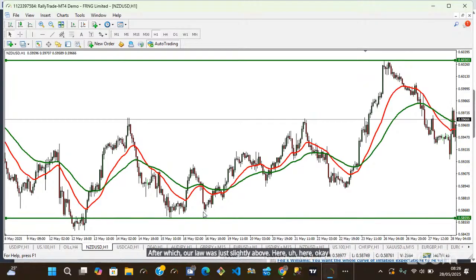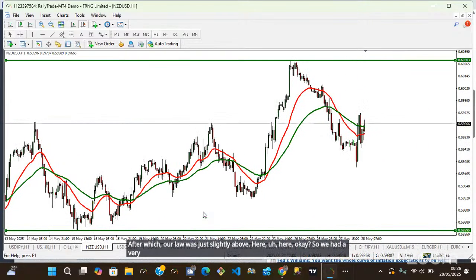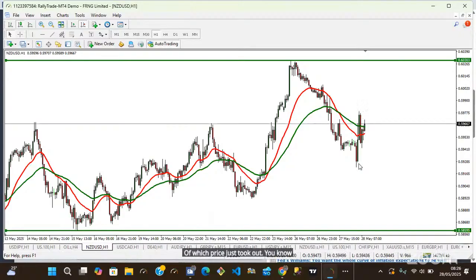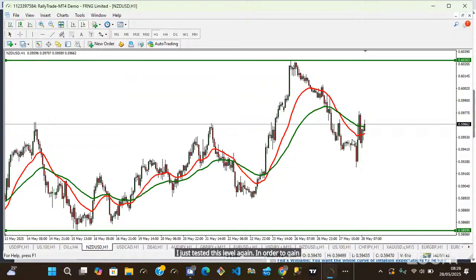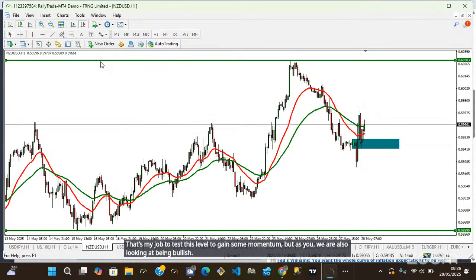Okay, so we had a very massive range which price just took out, after doing some retracements, now it's back above. So price is expected to keep pushing higher. Worst case scenario is price might just retest this level again in order to gain some momentum, but NZDUSD, we are also looking at being bullish, right?